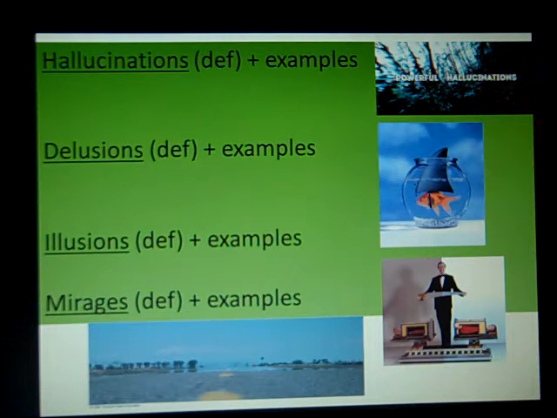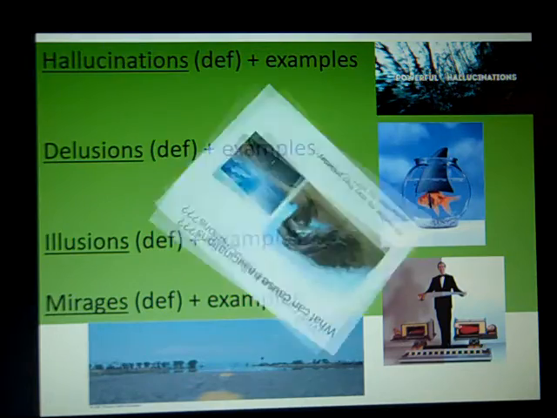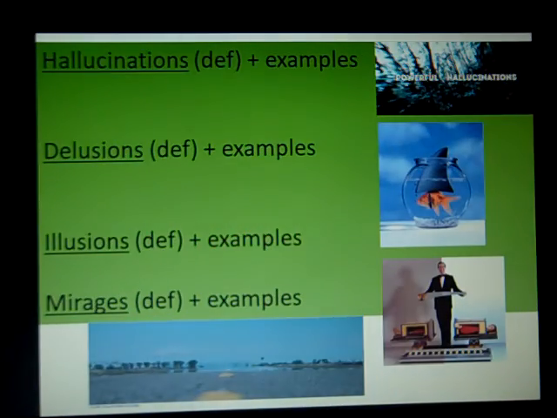Now, delusions. We'll go to the next one here on the lineup. Delusions, by definition, are also internally generated, incorrect perceptions. So write that down. Again, delusions are internally generated, incorrect perceptions. And here's the second part of your definition for delusion. Delusions are fixed and false beliefs.